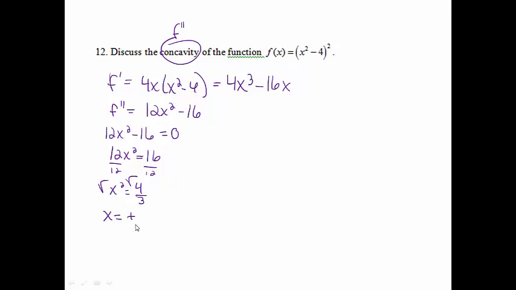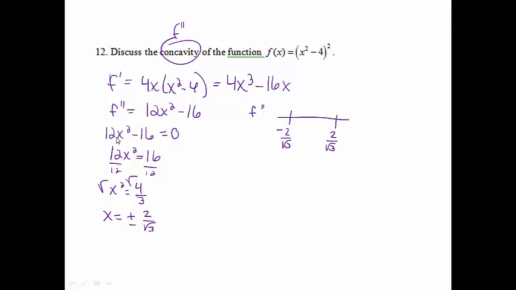X equals plus or minus the square root of 4, which will be 2, over the square root of 3. If you kept it as the square root of 4/3, that's fine as well. So we're ready to do an f double prime chart. So we're going to put negative 2 over square root of 3 on it and 2 over square root of 3 on it. And then plugging things into f double prime, if I plug in a number, I'm going to say like negative 10 will be easiest.